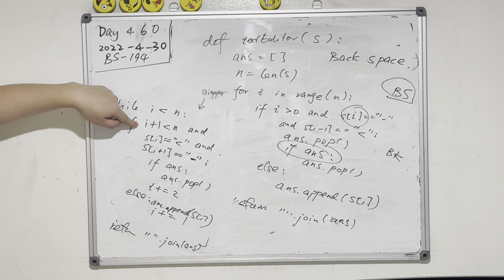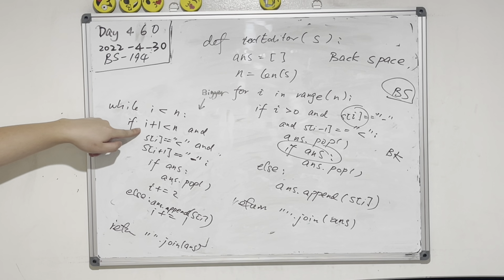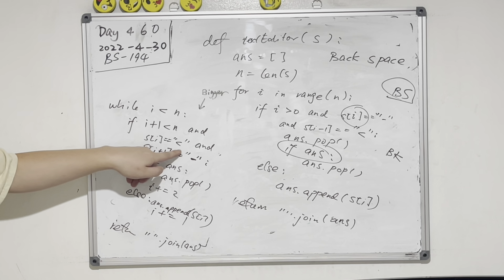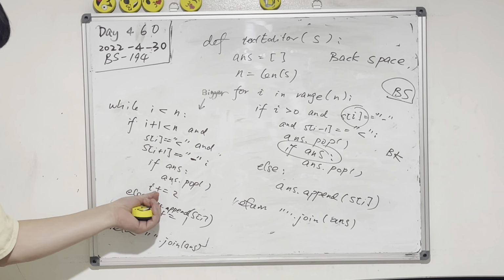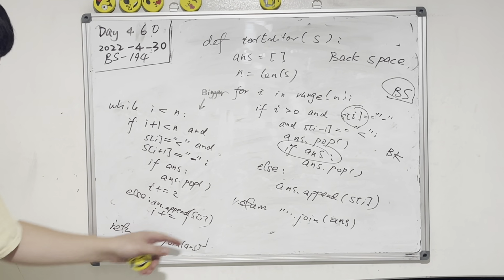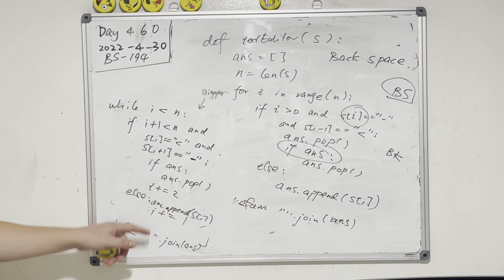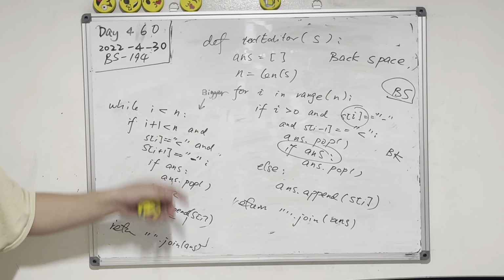So if this character and the next character together is a backspace, then we need to pop one character out of the stack, and i plus equals 2. Otherwise, we can append this one, put it in the stack, and i plus equals 1. Right? Because every time we have a backspace, we need to ignore it and jump 2 characters ahead. Make sense? This is one.